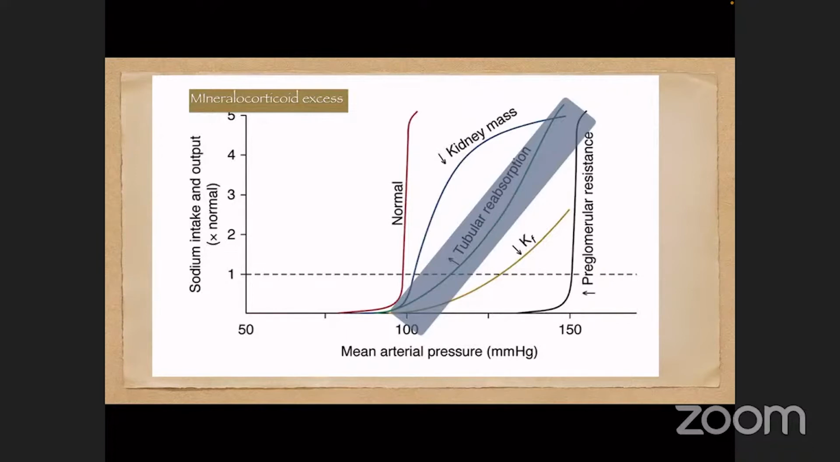Otherwise, your sodium is going to rise. So because the tubular reabsorption is increased, this is a kidney dysfunction which does not allow you to maintain a normal blood pressure. So sodium homeostasis is maintained at a higher blood pressure level. I hope that was relatively clear.